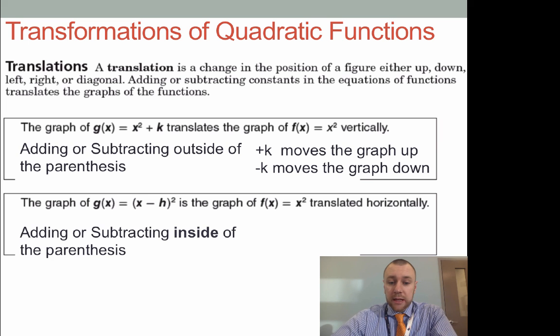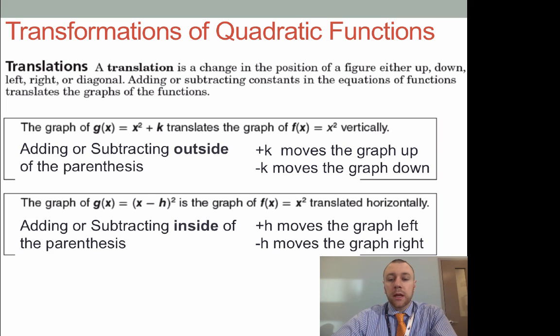The H is inside the parentheses, and it's always the opposite. So that's why you'll see a minus H in there in the parentheses. So if it says plus H, it moves the graph left. If it says minus H, it moves the graph right.